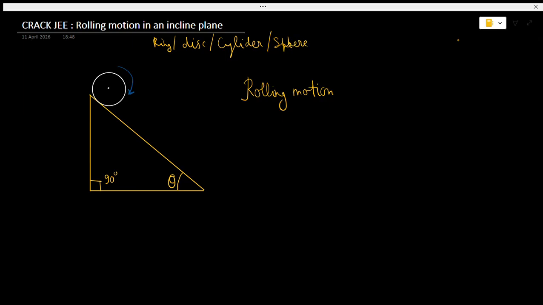Let us first demonstrate the whole scenario of what is happening over here. So this is our sphere, which in this case is of mass m and radius r. This is the radius, and let me draw the free body diagram for this object. First of all, we'll be drawing an mg force.